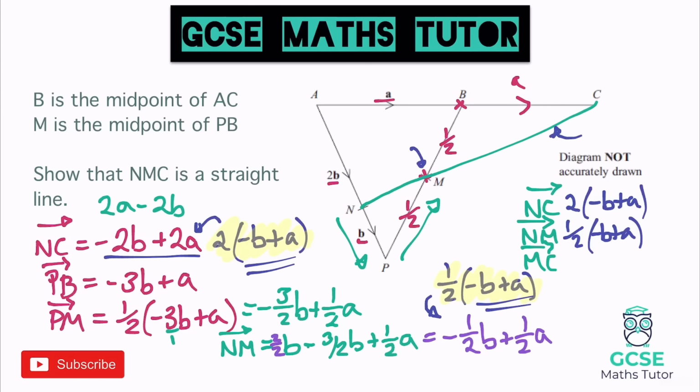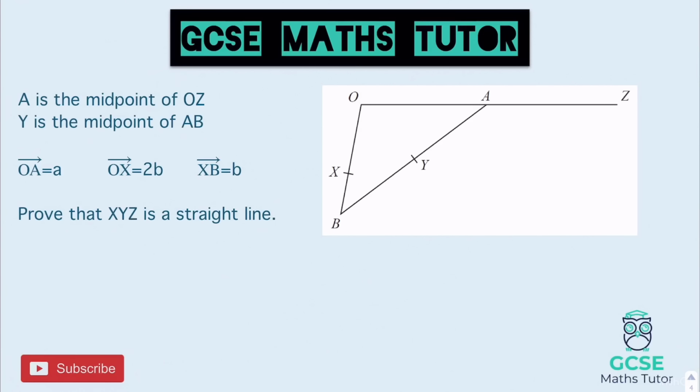So I've got one for you to have a go at. Here it is. Okay, so we're going to go over this question, but have a go. See how many vectors you can label. It's asking you to prove that XYZ is a straight line. So draw that straight line in.